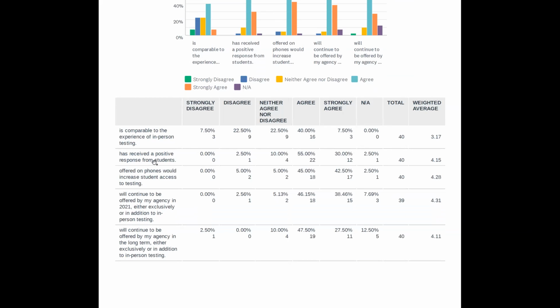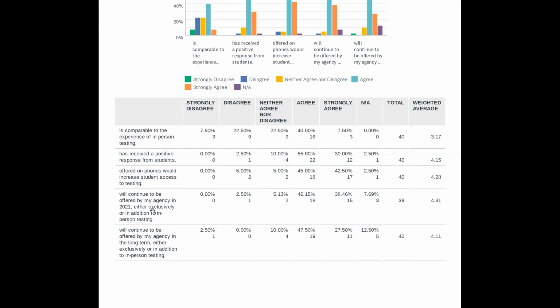Remote testing has received a positive response from students. 55% said they agree, and another 30% said they strongly agree. Only one respondent said they disagree. So overall, quite a positive response from students, with a weighted average of 4.15. Third question, remote testing offered on phones would increase student access to testing. 45% said agree, and another 42.5% strongly agree. So once again, we have a lot of agreement that offering remote testing on phones will increase student access. Weighted average 4.28.